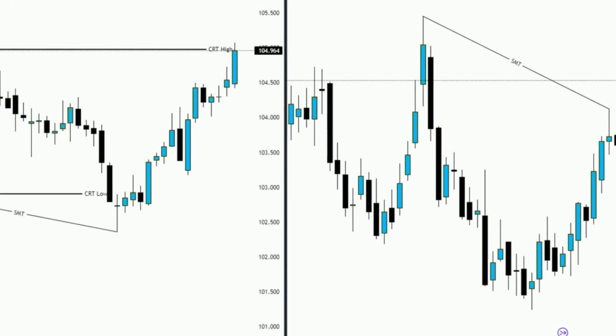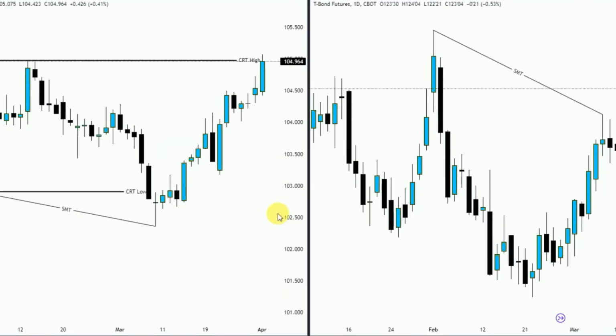When DXY moves upward, we look at bonds. If you type ZB1 on simple trading, you will find this pair. This is the futures chart for bonds. At this time, bonds are moving lower. At the same moment, DXY has moved upward and cleared sell-side liquidity. When DXY cleared the low of the previous month, this was the corresponding high.